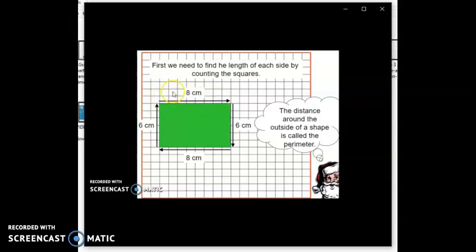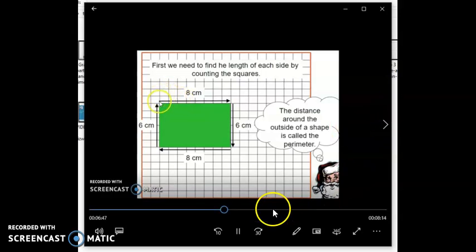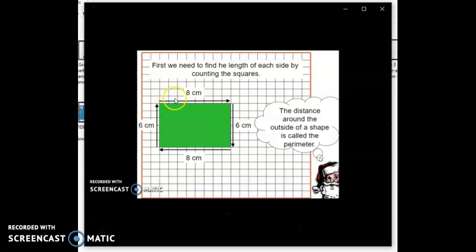Okay, so 1 centimeter, 2 centimeter, 3 centimeter, and each square is 1 centimeter. So for finding the distance, I am basically adding my squares. 1 centimeter plus 1 centimeter, 2 centimeter, 3, 4, 5. So I can find the length of each side of the shape. Okay, so I get each side length.